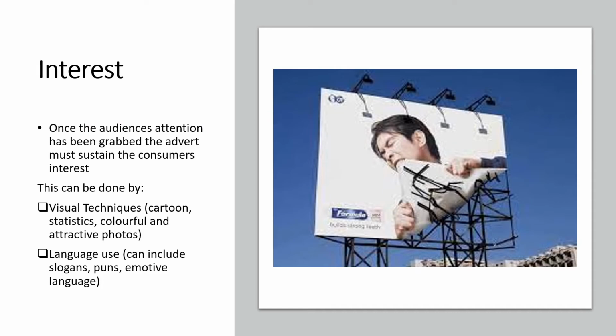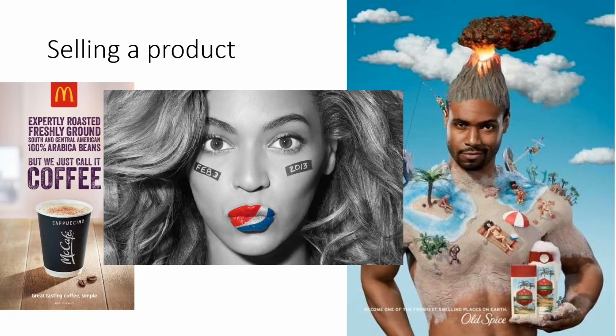Looking at the I in our AIDA principle, that stands for interest. Once the audience's attention has been grabbed, the advert must sustain the consumer's interest. And this can be done by visual techniques such as the use of cartoons, statistics, colorful and attractive photos, clever language use. This can include slogans, puns, and emotive language. Getting the interest of the consumer is essential to them taking action to eventually buying the product. Let's have a look at a few examples.